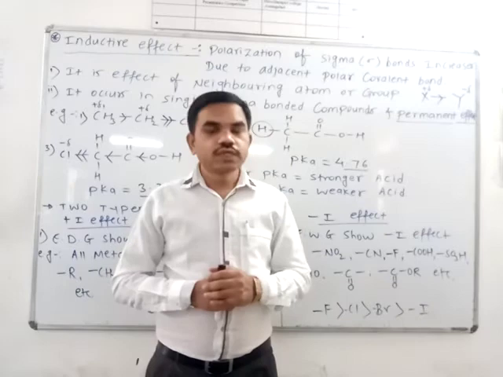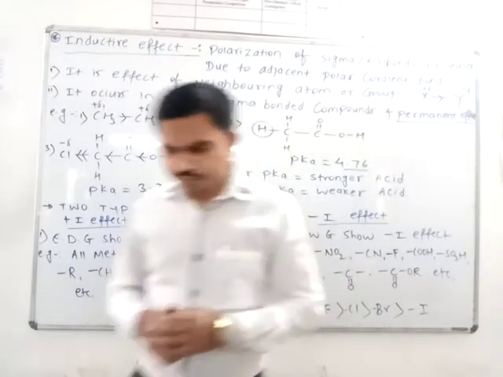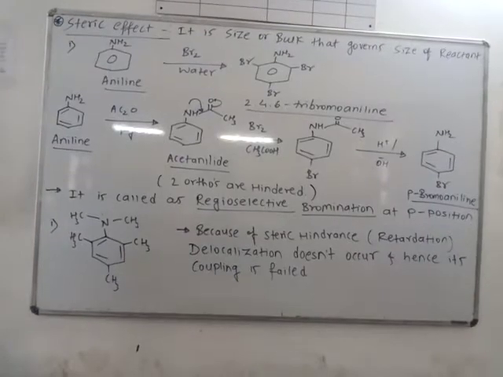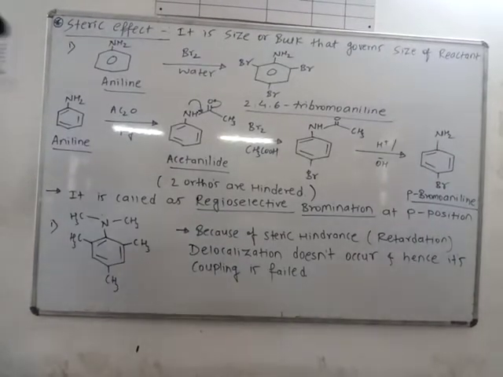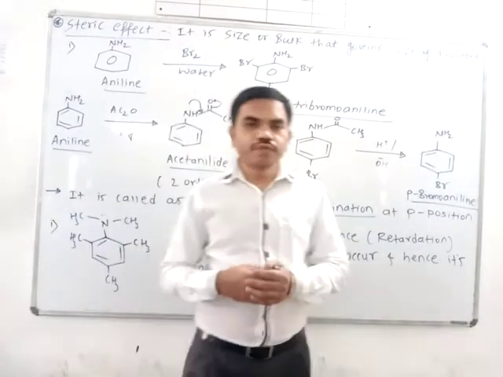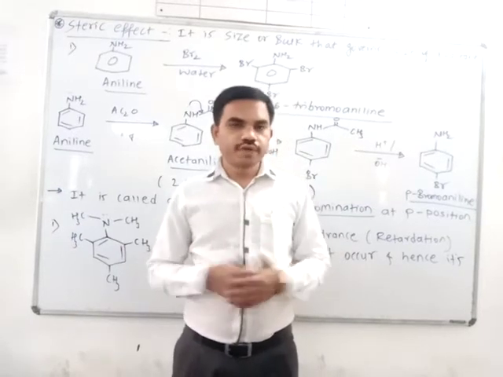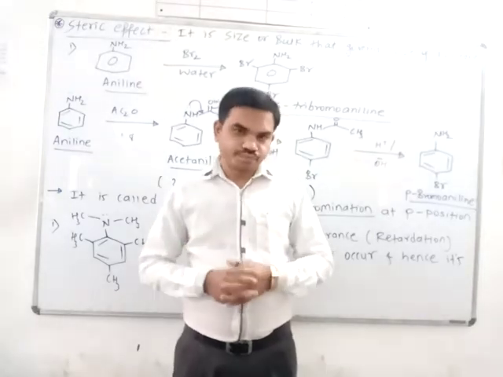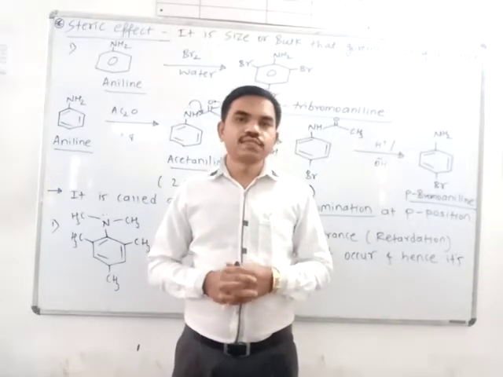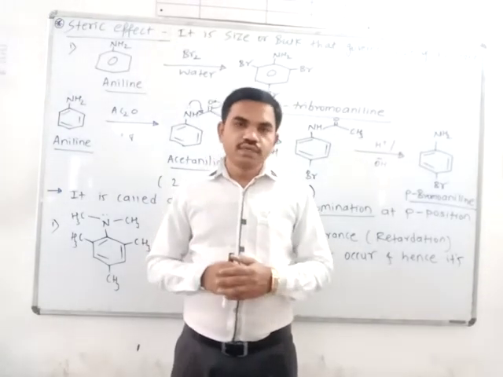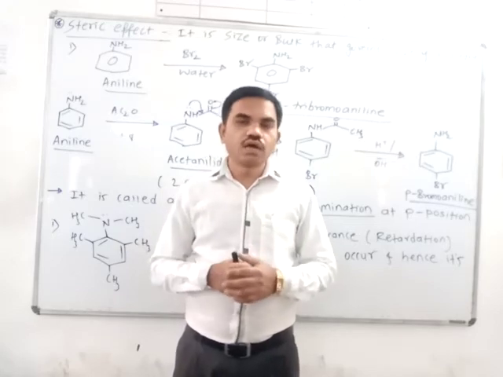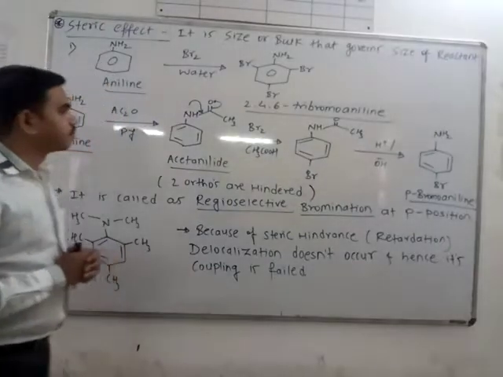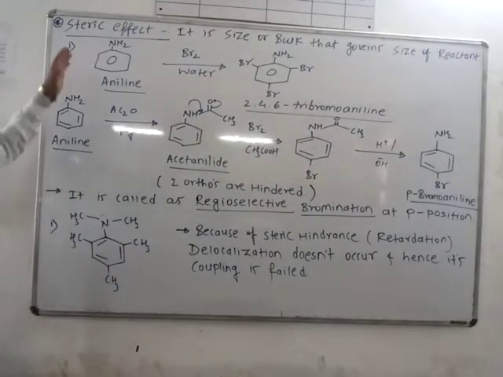Okay, then we have to see the next effect. So, hello friends, we have seen two effects, field effect and inductive effect. Now, the next one is the steric effect. It is also known as steric hindrance, steric crowding, or bulky groups if present. Okay, so steric effect.